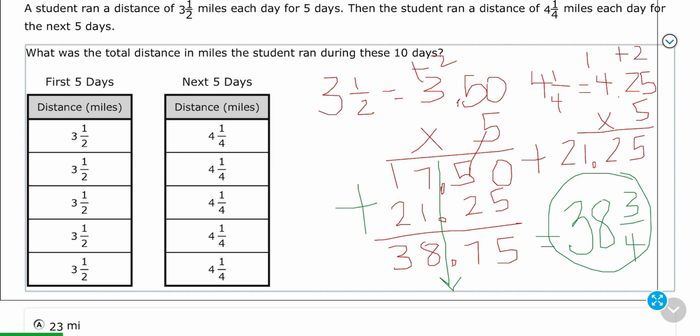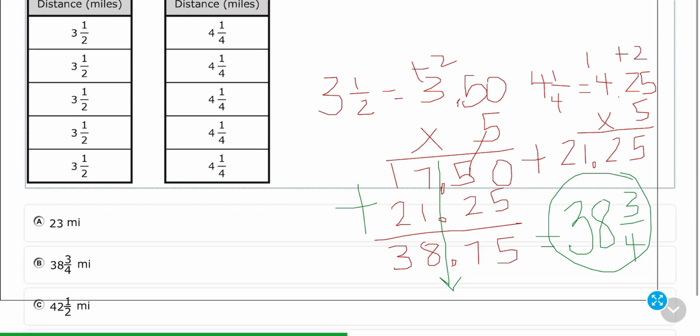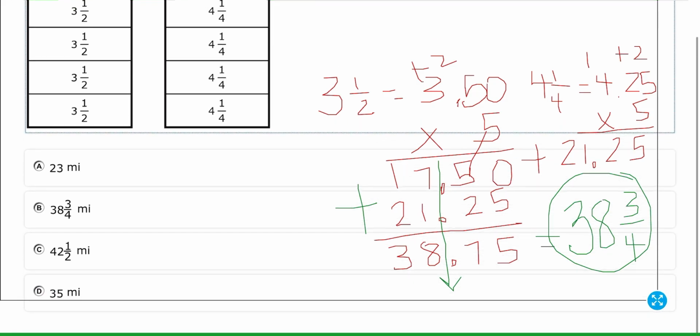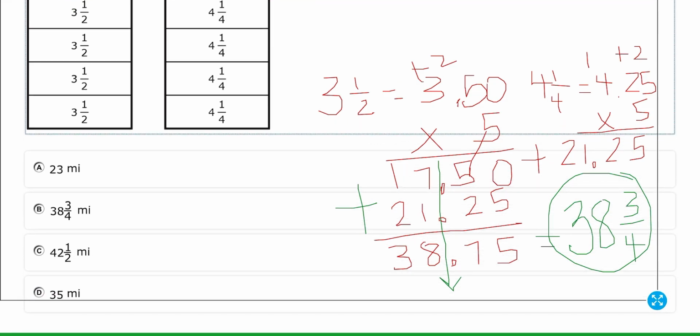Well, remember, you can always look at your answers. Let's look at your answers carefully. The only one that has 38 is letter B. Now you might say, well, what if there's two 38s? Great question. Well, then this is when we divide numerator by denominator.